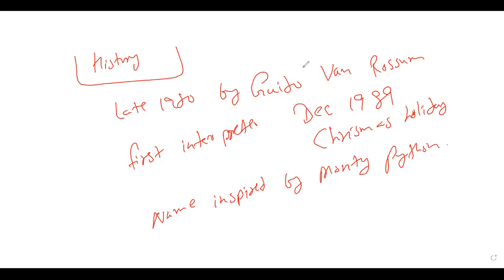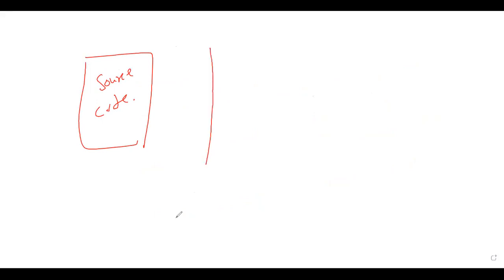Now let's discuss the interpreter. We wrote a program here, the source code. Some of you already know C and C++. So what are we doing there? We write a source code, and then we compile it. Compile into machine code.